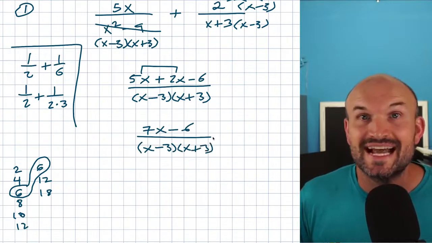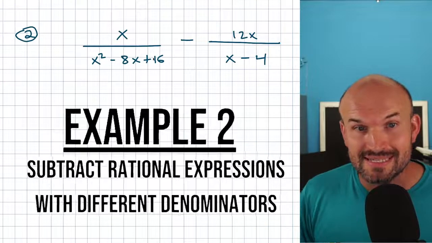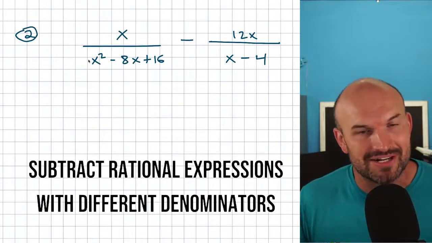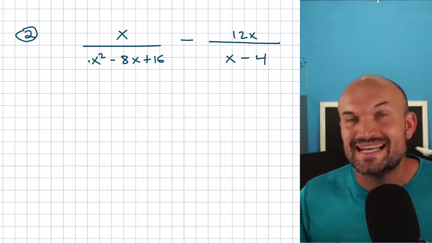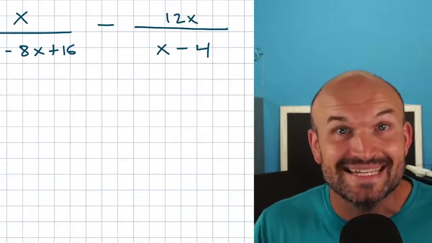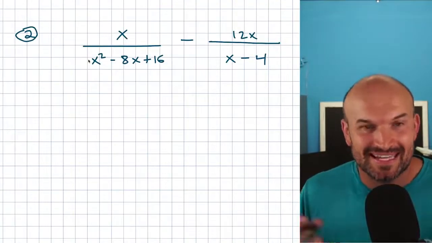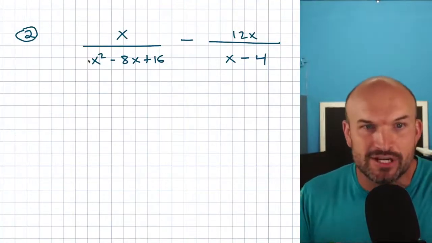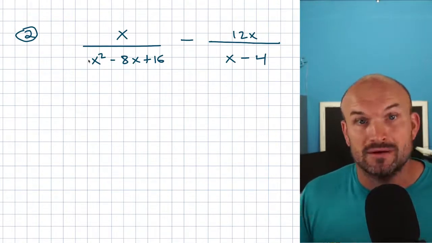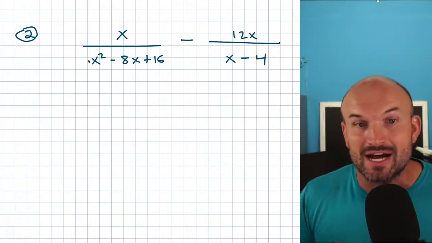So therefore, I'm going to leave that as my simplified answer. All right, now in this next example, hopefully you recognize whenever you see a quadratic trinomial, there should be some sirens going off in your head saying ding, ding, ding, factor, factor, factor. It's one of the dead giveaways when you are trying to simplify or combine an expression and you see a quadratic.